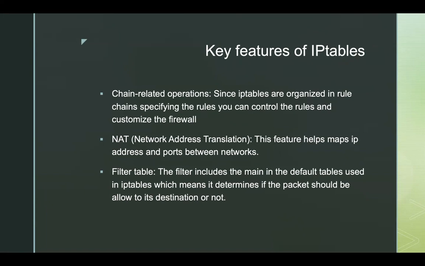NAT is network address translation. This feature helps map out IP addresses and ports between networks, and then there is the filter table. The filter table is the main and default table used in iptables, which means it determines if the packet should be allowed to its destination or not.